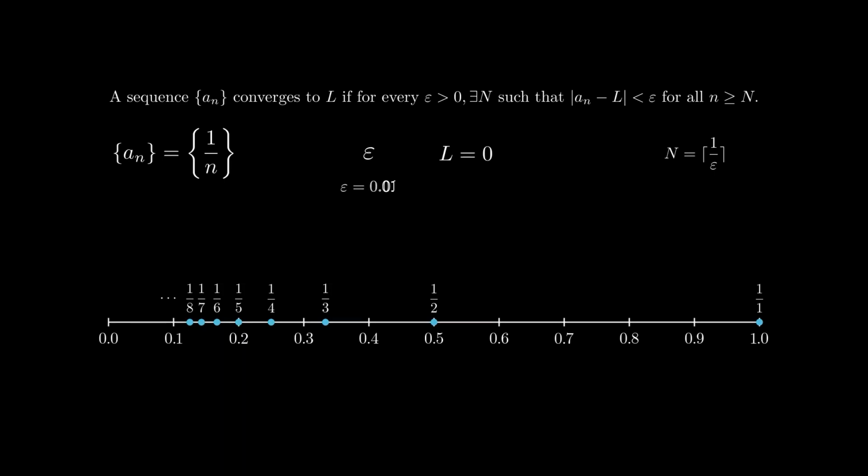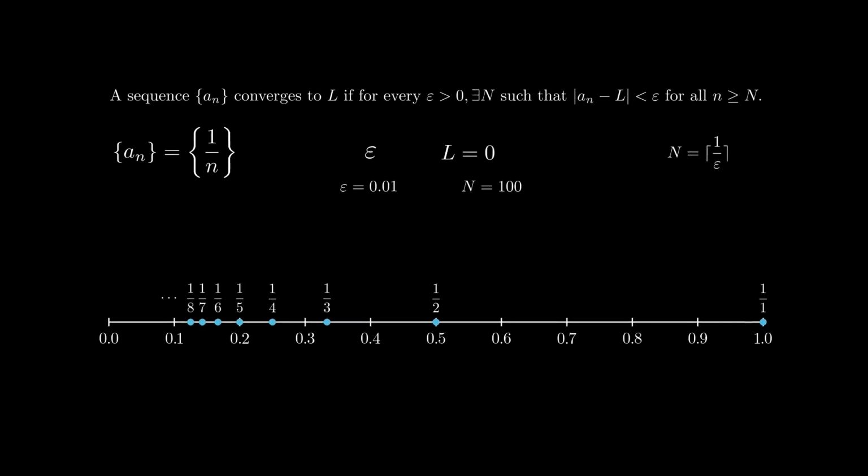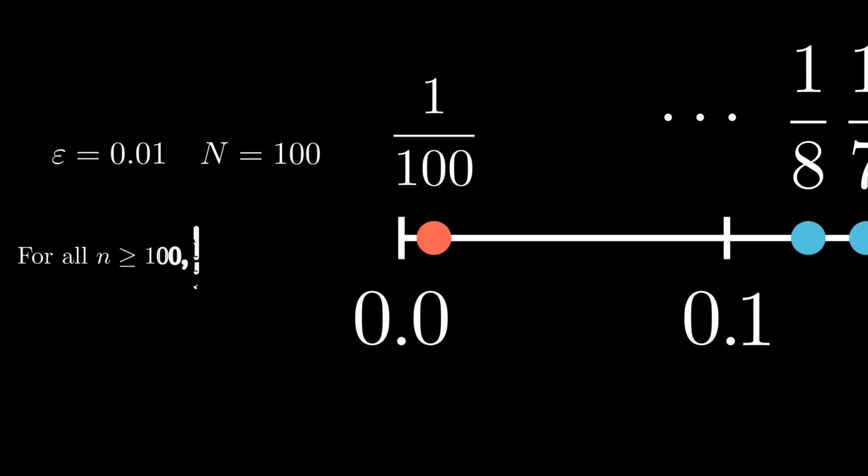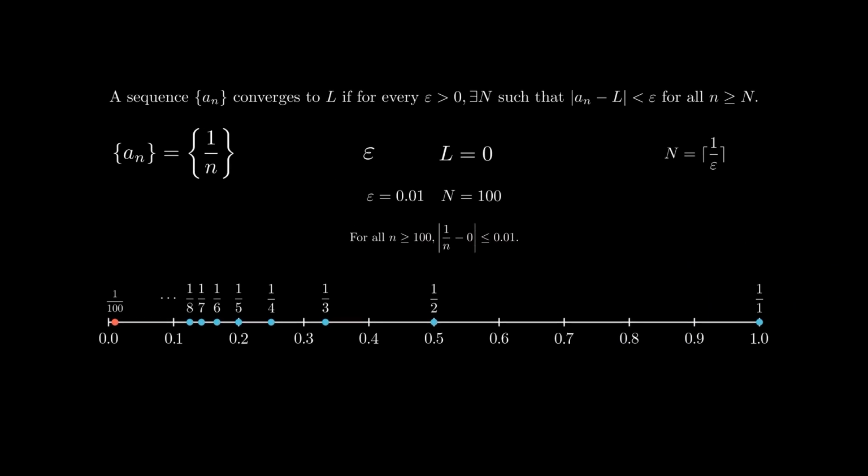For example, take epsilon to be 0.01. 1 over epsilon would be 100. Since 100 is whole, that means that capital N is 100. Plotting this point, we are essentially saying that every value of the sequence after n equals 100 will be less than epsilon. You can see why this is true. If n is greater than 100, then 1 over n will be less than 0.01, or less than epsilon. We can do this for any epsilon, meaning this sequence converges to 0. Now that's all fine and dandy.